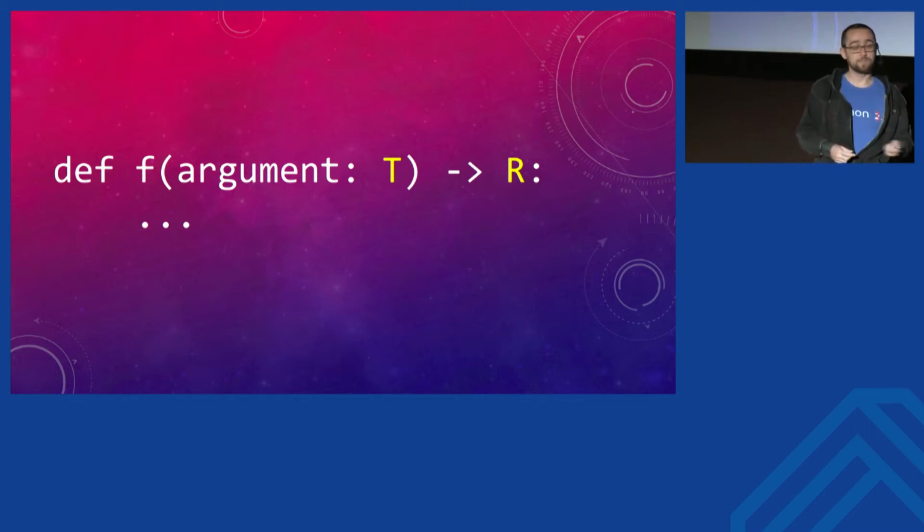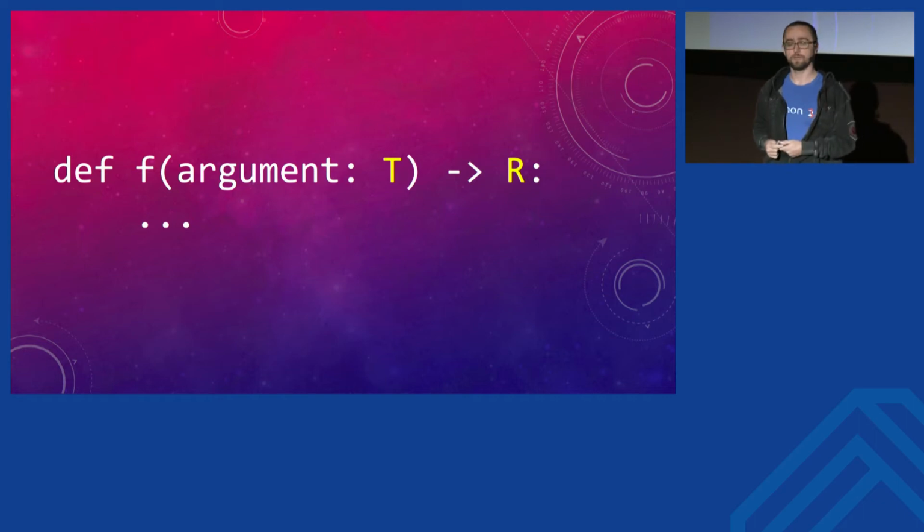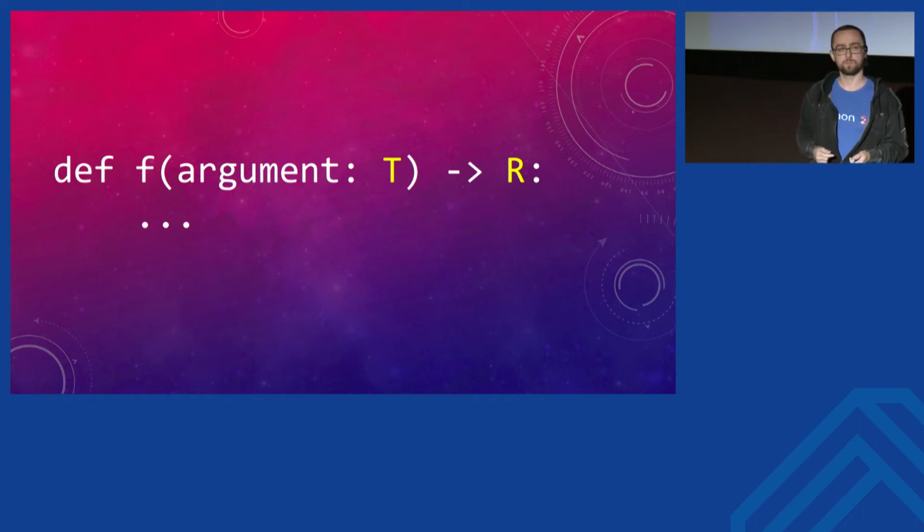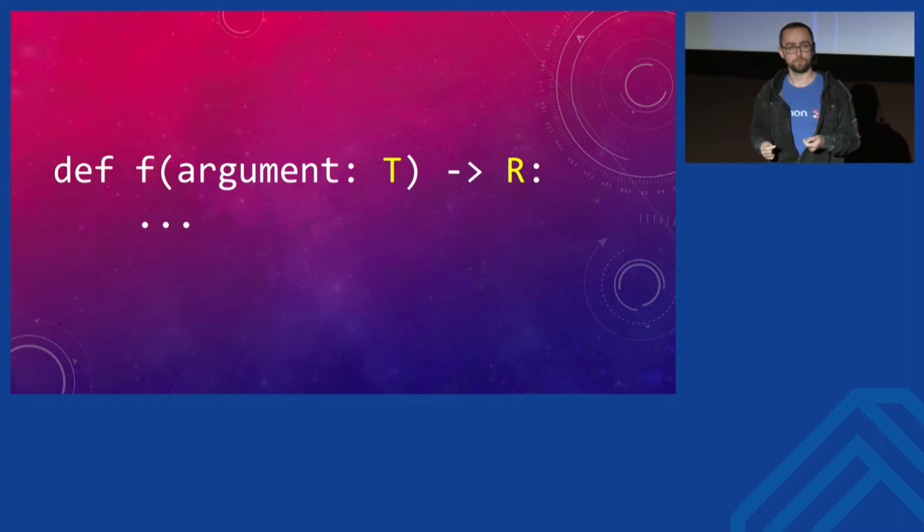So 3.7 is coming out in June. There was a sprint last September. I printed those t-shirts for it.